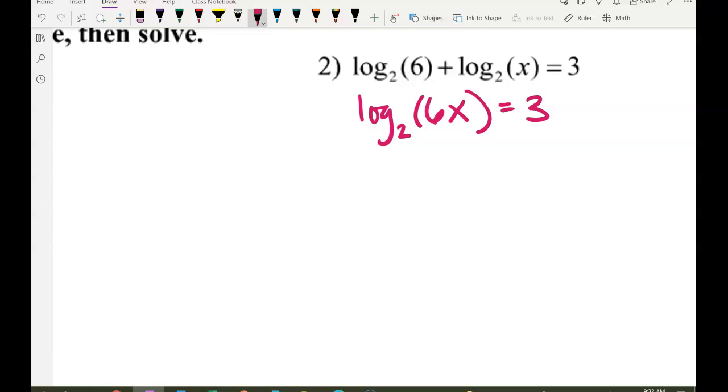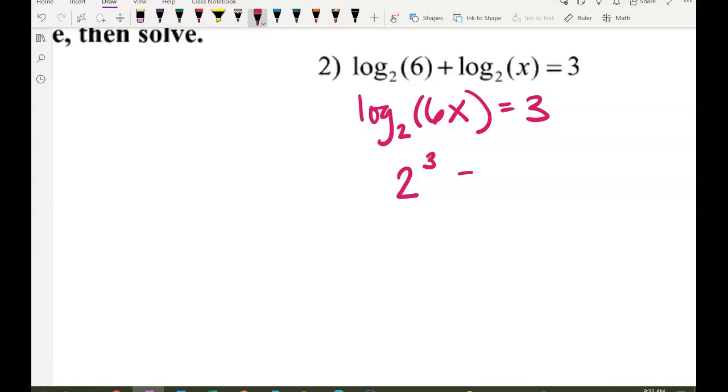All right, we only have one log on the left side. We can't drop the log base 2 because it won't be equal. So we are going to rewrite it in what form? Exponential. We should be able to go backward and forward. Your base is 2. 2 to the what power?